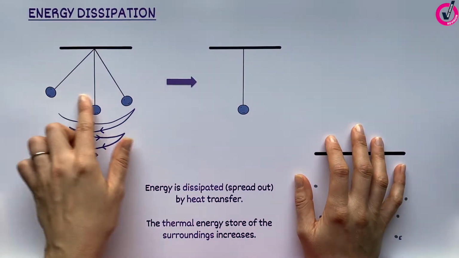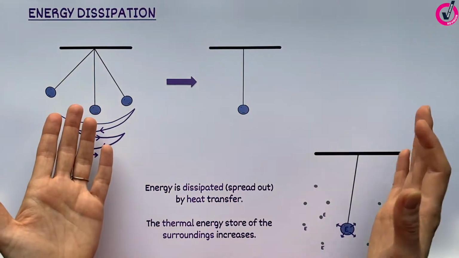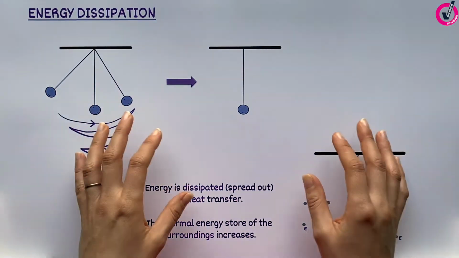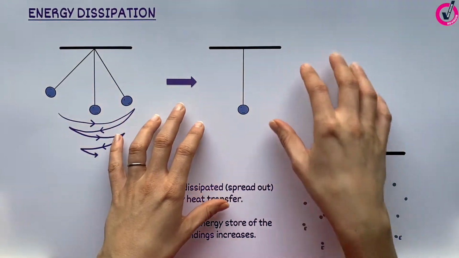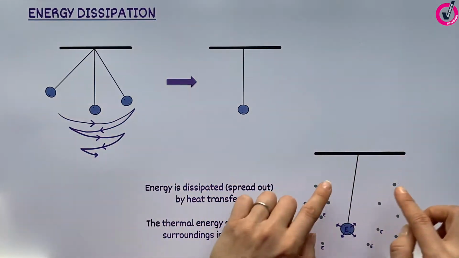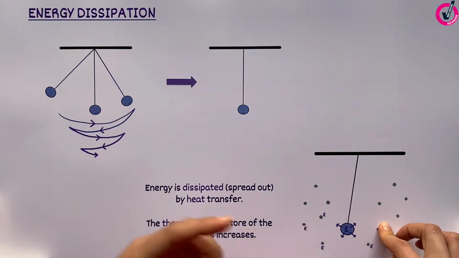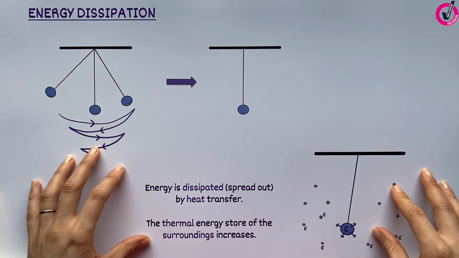In reality, we know that the ball will eventually slow down and stop swinging, but the energy can't be destroyed, so where has it gone? You need to remember that there is another object in this system that is interacting with the ball, and that's the surroundings, in this case, air particles. In all systems, we get energy being wasted and spread out to the surroundings.